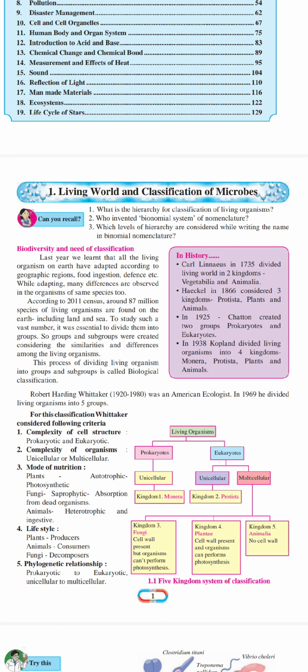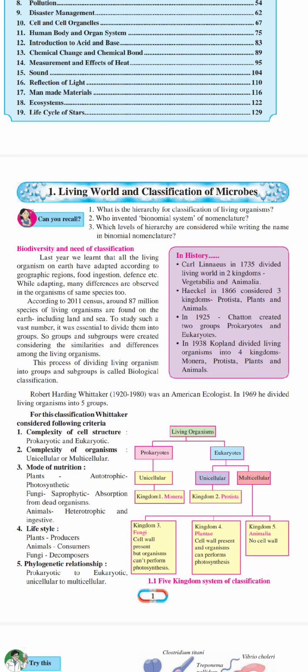So we will discuss all this here today, in this year. Now they have given a scientist, Robert Harding Whittaker, 1920 to 1980, an American ecologist. He divided living organisms into 5 groups. There are 5 groups they have given. First, cell structure: prokaryotic cell structure, as I told you, is unicellular without a nuclear membrane, and eukaryotic, where the nuclear membrane is there but it is multicellular.